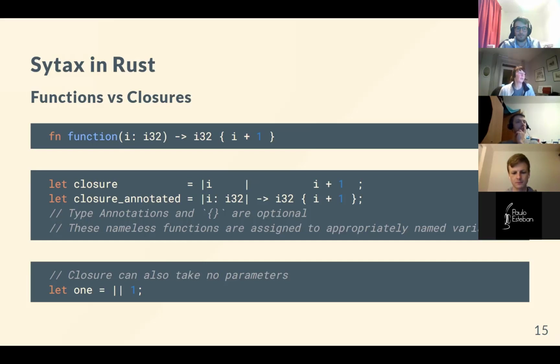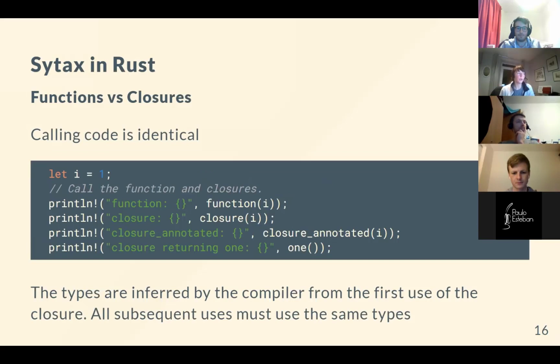A closure can also take no parameters, which is what that little example is at the bottom. But the calling code afterwards is identical. There's no way you'd really be able to tell the difference between calling a function and calling a closure. And as mentioned, those types that you can use type annotations for, they'll just be inferred from the first use of the closure. And then all subsequent uses have to be the same type. That's because you've stamped out that particular struct with certain types, and it's only going to be that one. If you want it to be different types, you'll need to create a new closure.